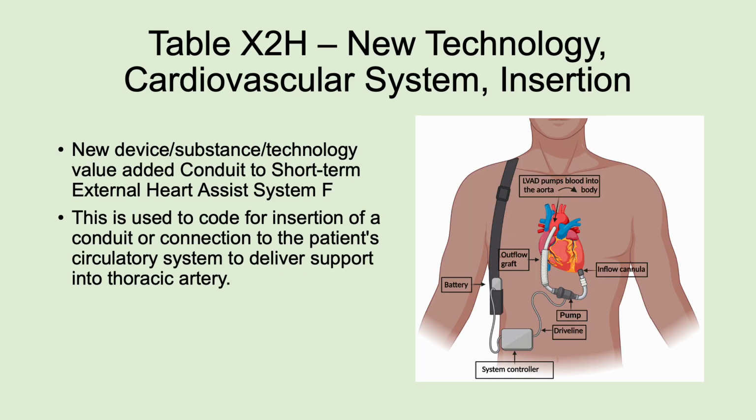This same table includes a new device substance value, conduit to short-term external heart assist systems, F. This is used to code for insertion of a conduit or connection to the patient's circulatory system to deliver support into the thoracic artery. Now, if you look at the picture, you have on the outside, look at the parts that's in white. You have the battery, you have the system controller, and then the white part going in, around the heart, that's the conduit. A conduit makes passage for passage. Okay, so that's what this looks like.